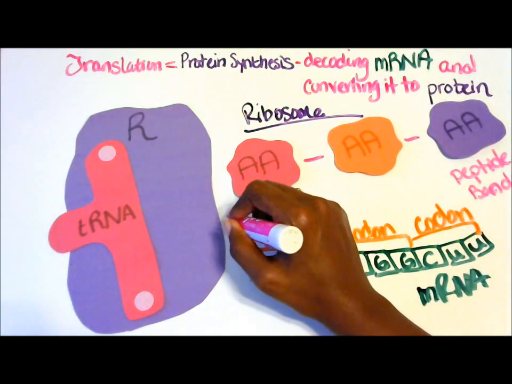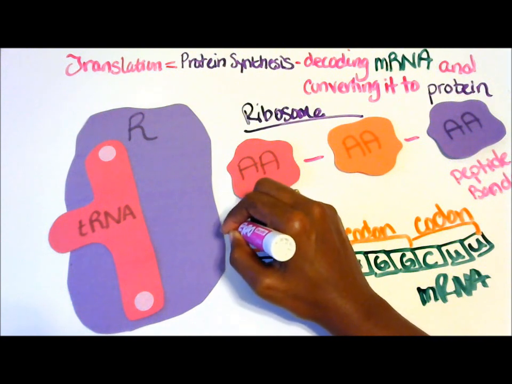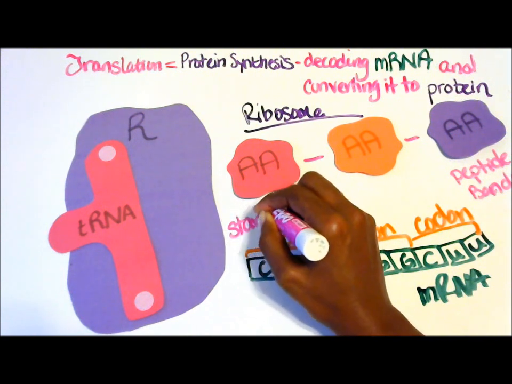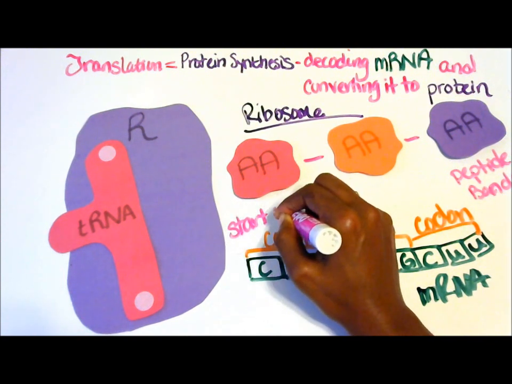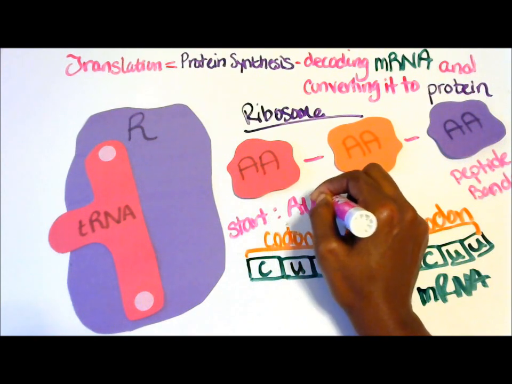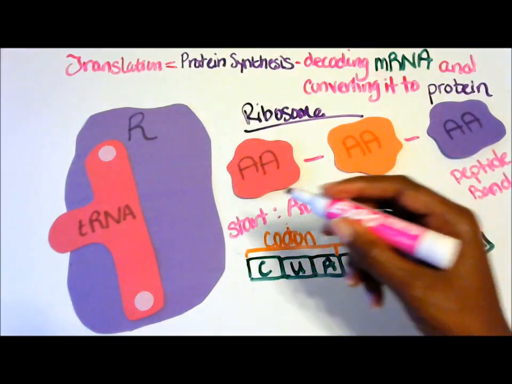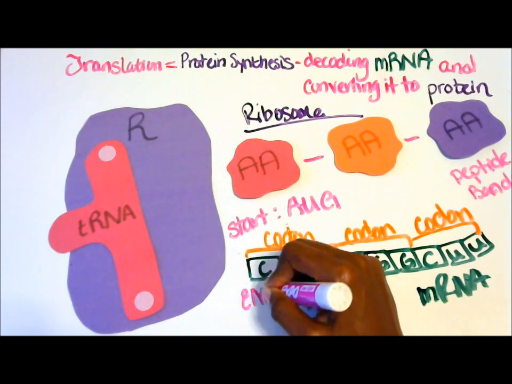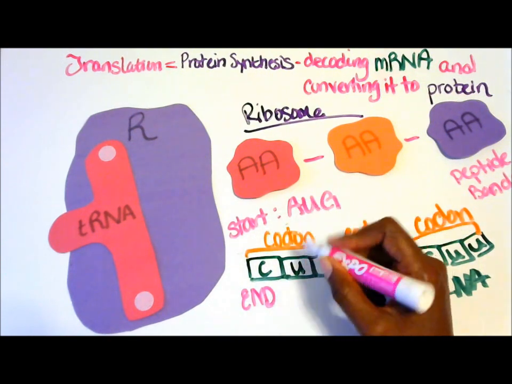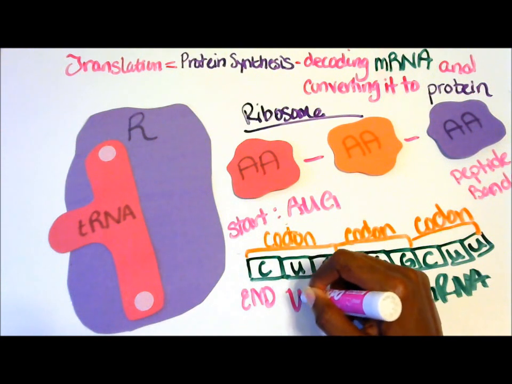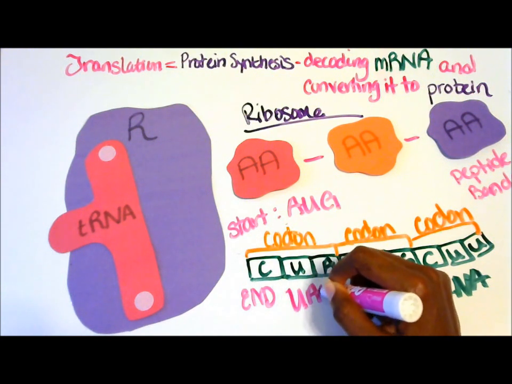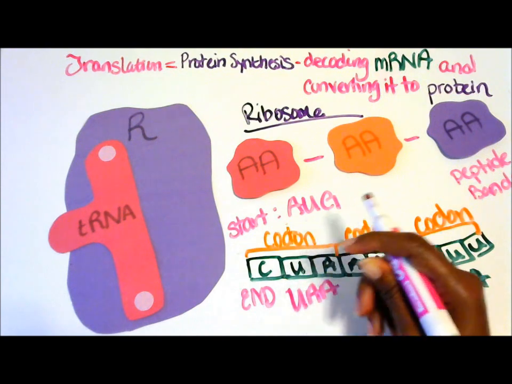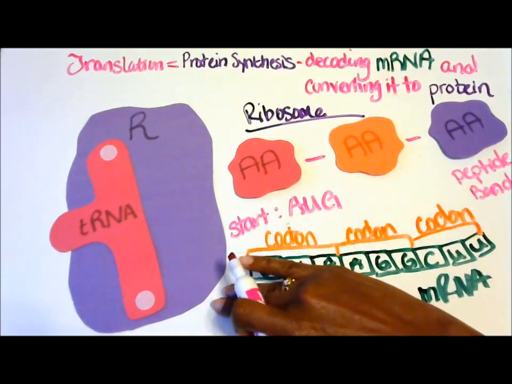There is something that I do want to add. We have a start codon, which is AUG. And we have our end codons. And this is how I remember them. So I do A across. Oh, I'm running out of space.